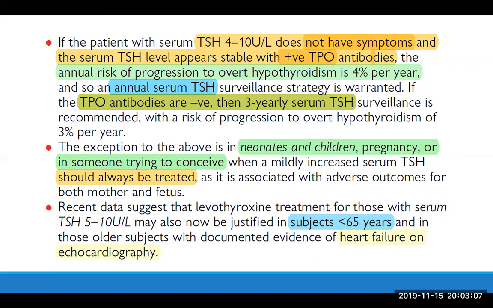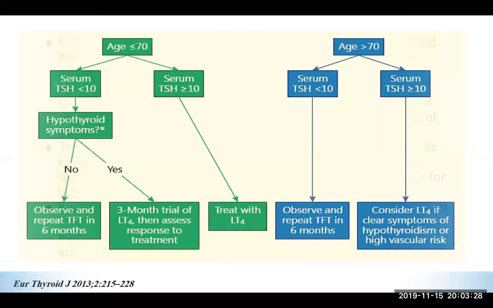And of course, there are some data on a patient with a TSH from 5 to 10 and age less than 65, you can treat, and if there is heart failure on echocardiography, try to treat with a small dose of levothyroxine. This algorithm was published by the ETA guidelines in 2013, and they mentioned that there is no anti-TPO role for management of subclinical hypothyroidism. Here he mentioned just if the age is less than 70, in the previous guideline 65.